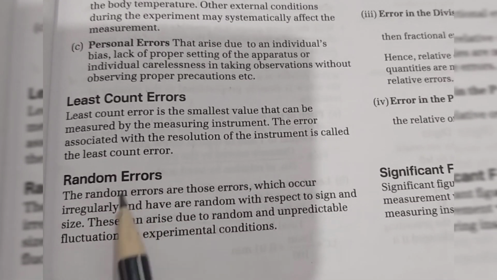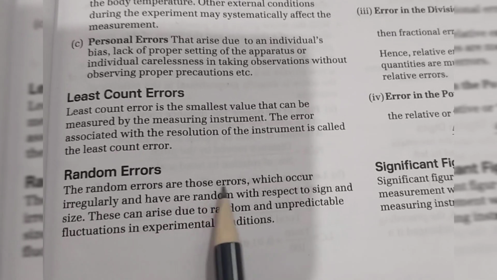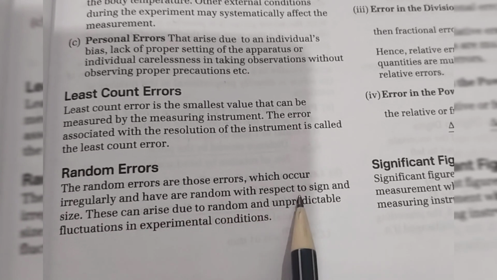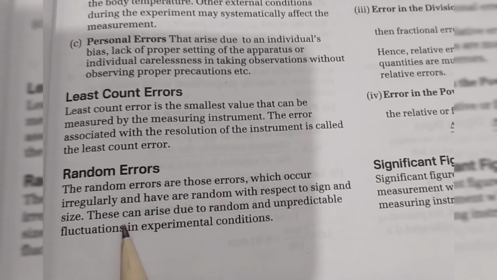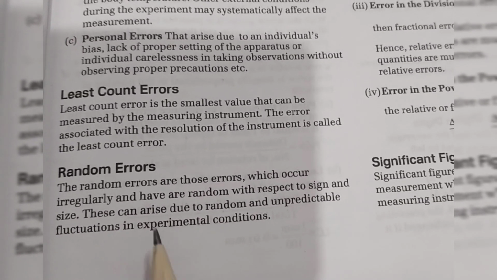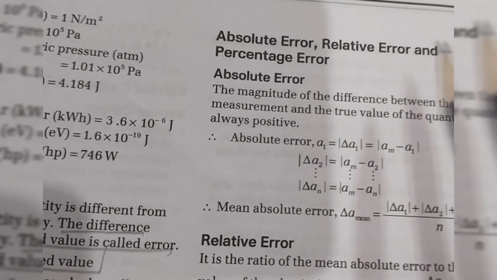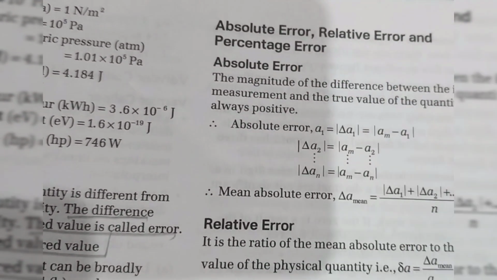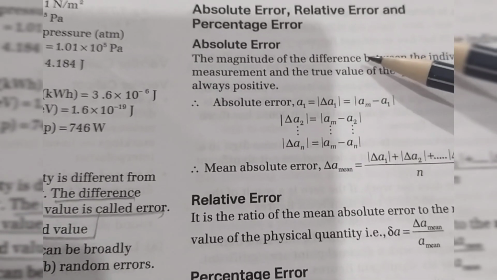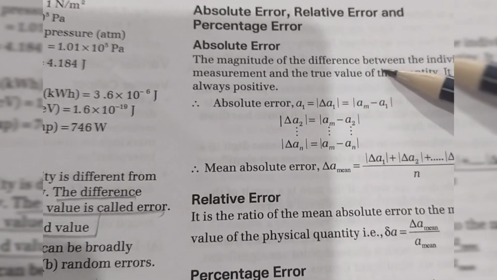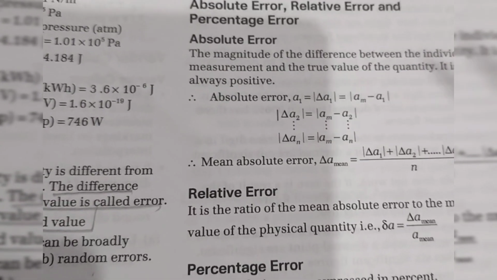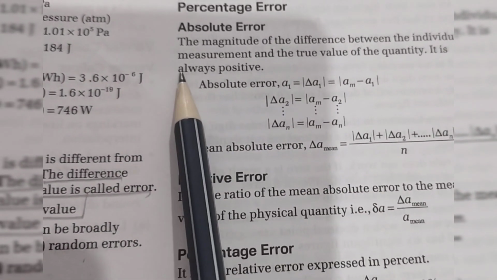What is random error? The random errors are those errors which occur irregularly and have random with respect to sign and size. These can arise due to random and unpredictable fluctuations in experimental conditions. The next one is the absolute error, relative error, and percentage error. First one is the absolute error, the magnitude of the difference between the individual measurement and the true value of the quantity. It is always positive.